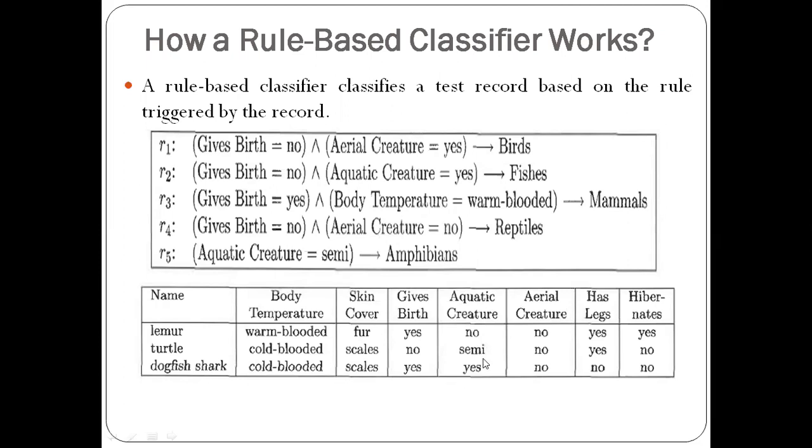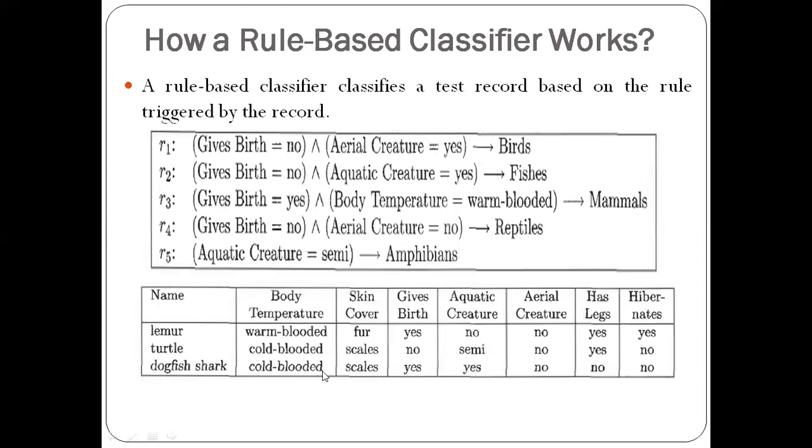Then next one, aquatic creature is equal to yes, and then gives birth is equal to no must be there in order to trigger any of the rules. But here it is yes, so it is not matched with R2 also. Then aerial creature is equal to no. That is there, but gives birth is equal to no is there in the rule R4. But here it is yes, so it will not match with R4 also. Then aquatic creature is equal to semi. Here it is not semi, it is yes. So none of the rules are triggered for this third vertebrate.